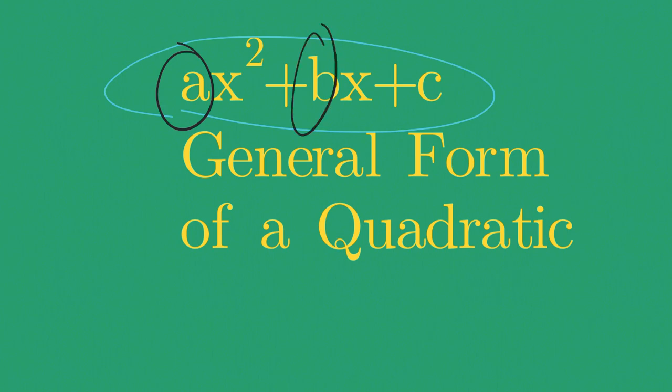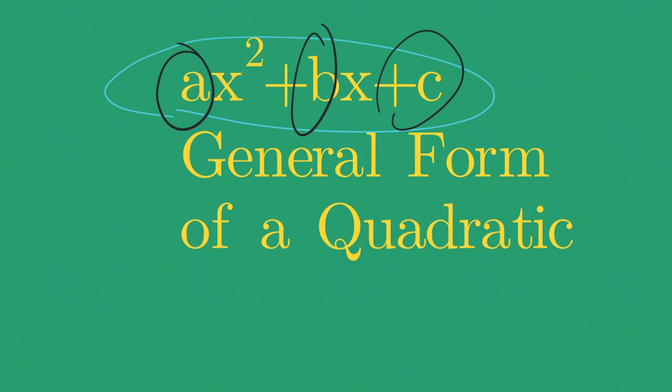See that b? B always comes with the single variable. The b value always comes with the single variable. And then the c term is always your constant number. It is the number that does not have a letter with it.